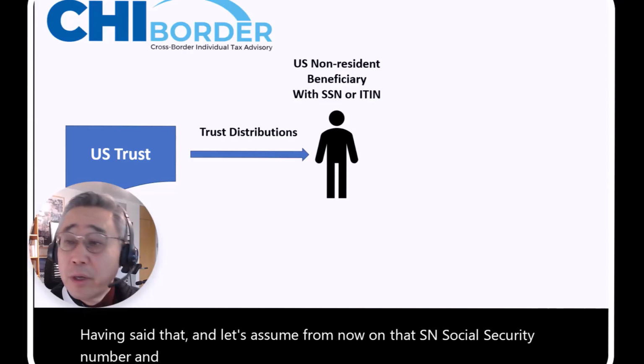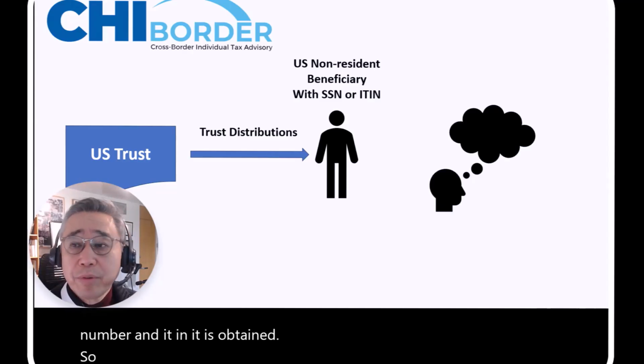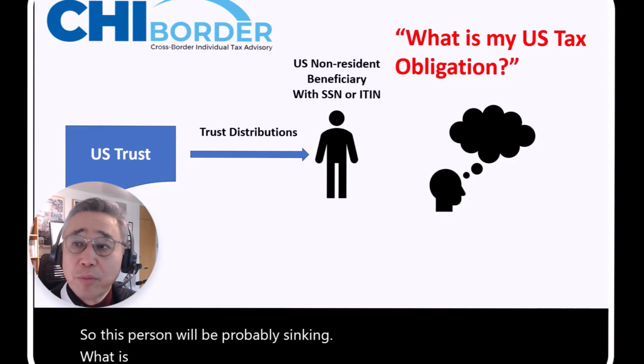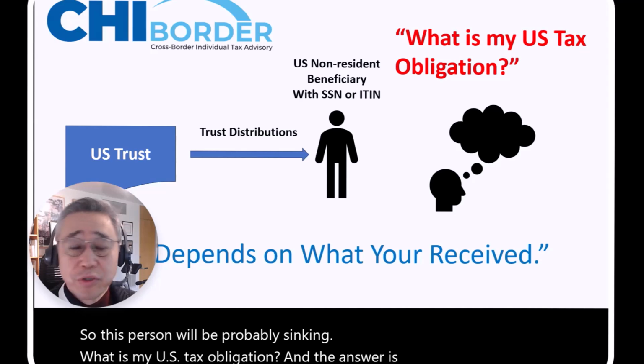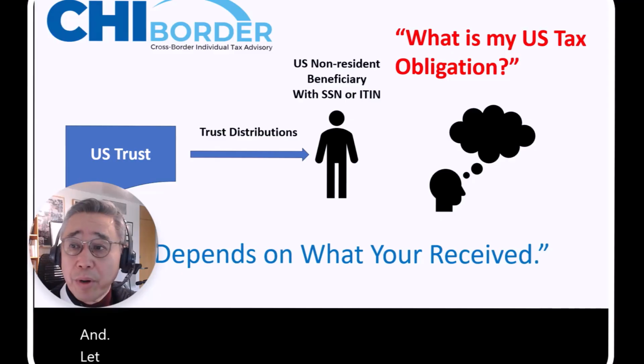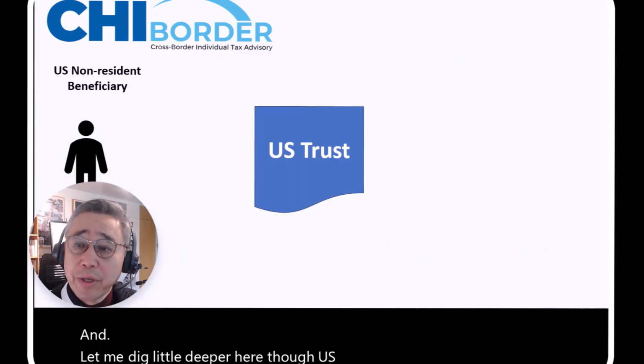So having said that, let's assume from now on that the Social Security number and ITIN are obtained. This person will probably be thinking, what is my U.S. tax obligation? And the answer is, it depends on what you received. Let me dig a little deeper here.